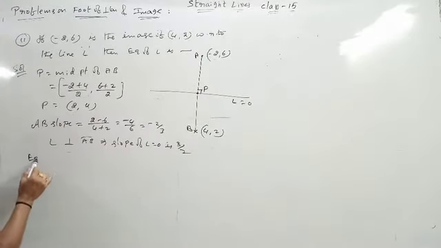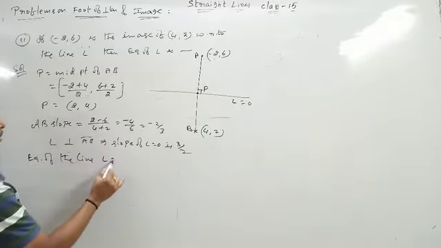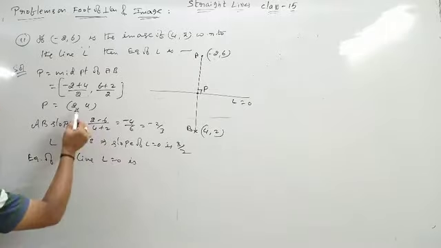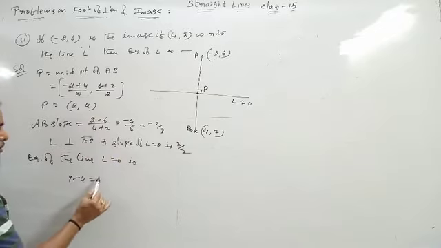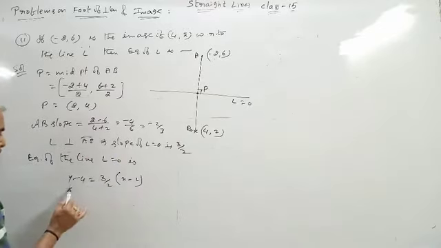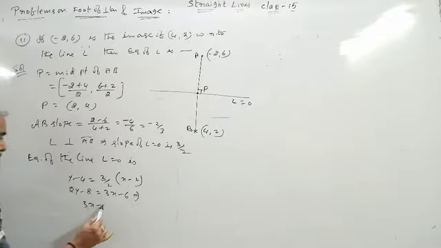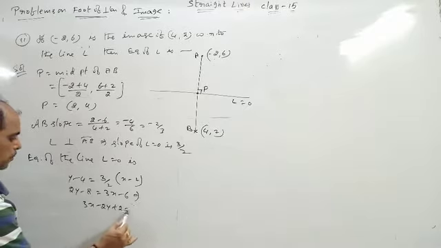Now the equation of the line L is equal to 0. Here we have the point, y minus y1 is equal to slope into x minus x1, that is 2y minus 8 is equal to 3x minus 6. So 3x minus 2y plus 2 is equal to 0.